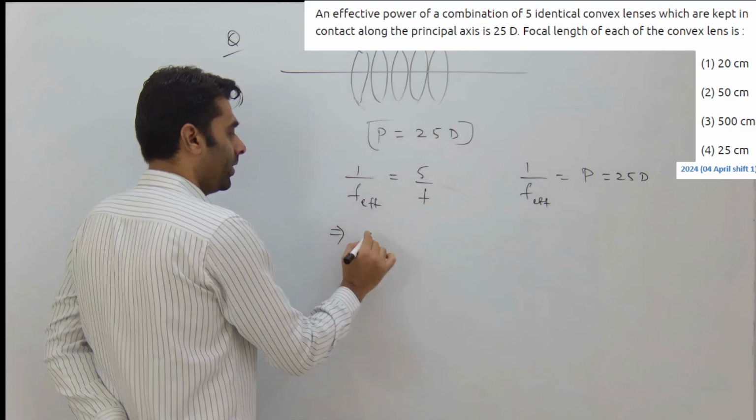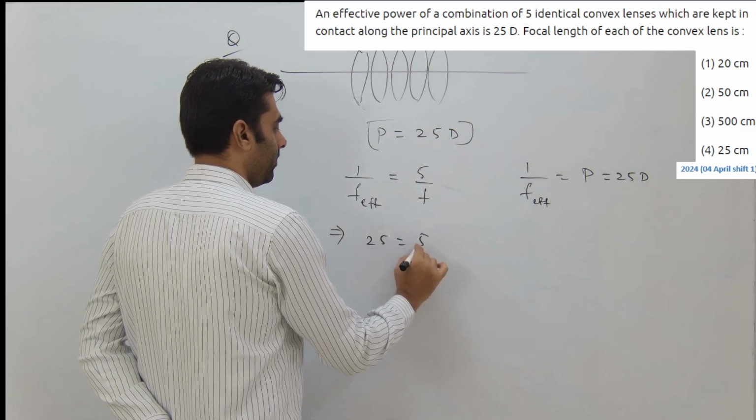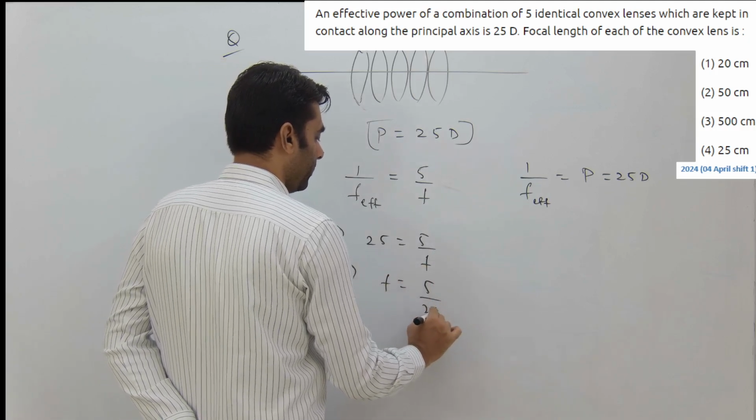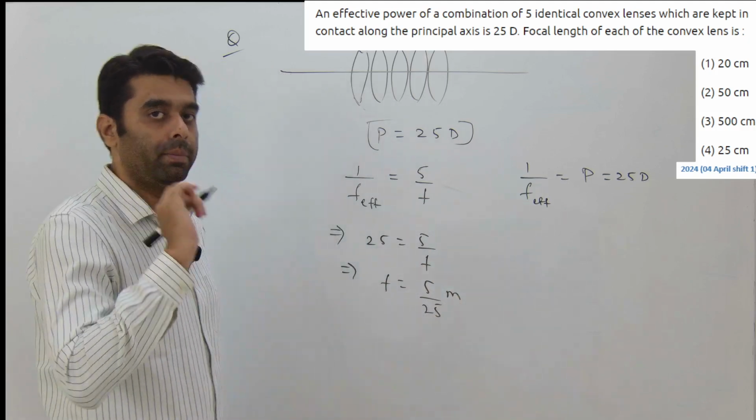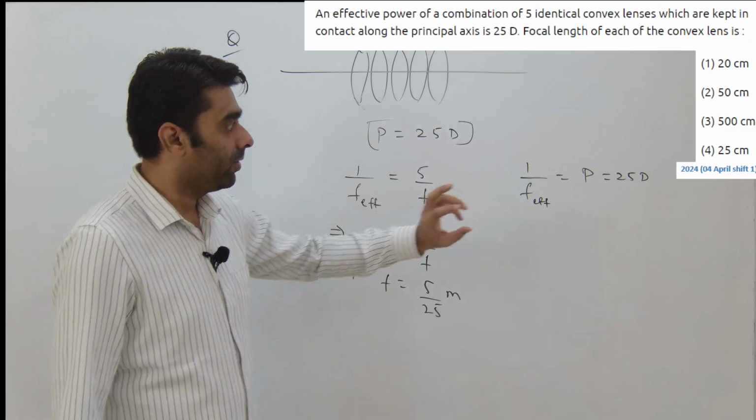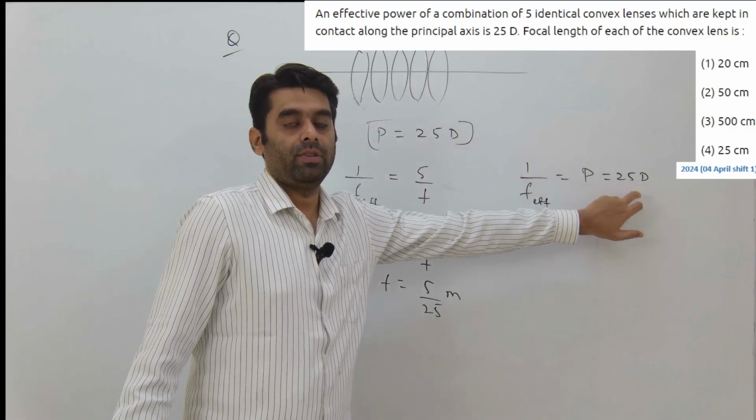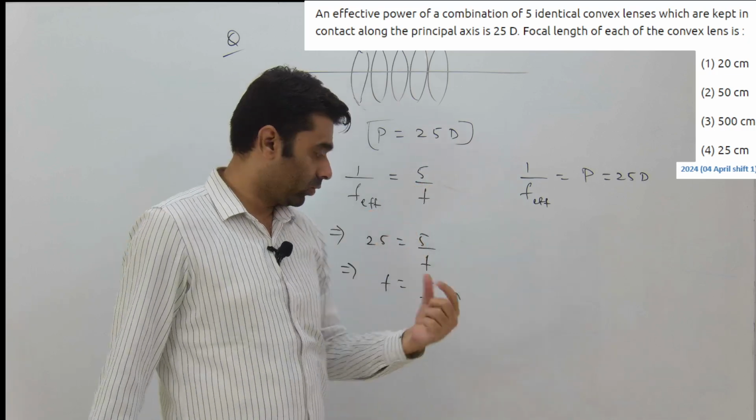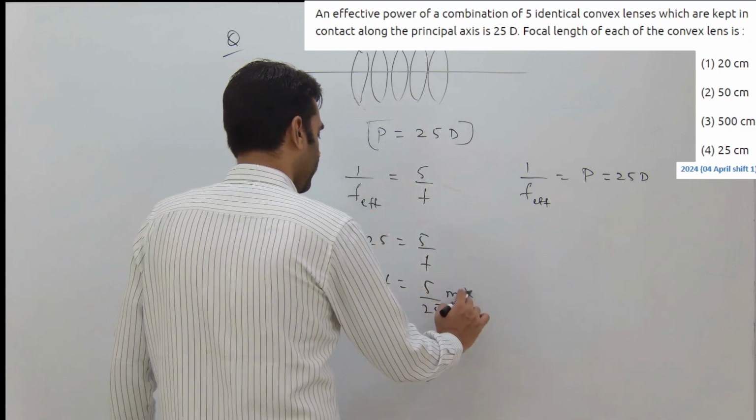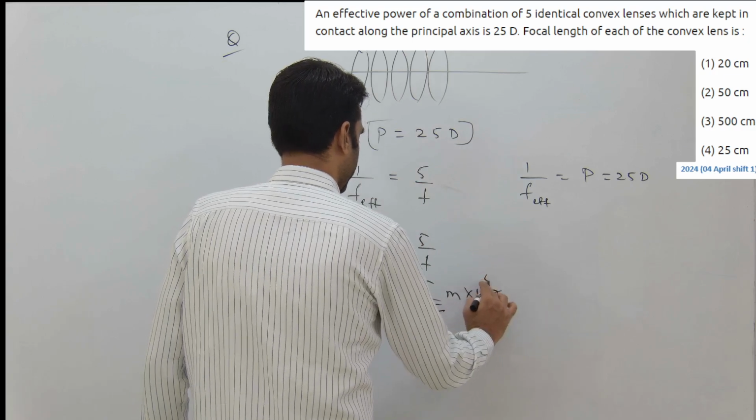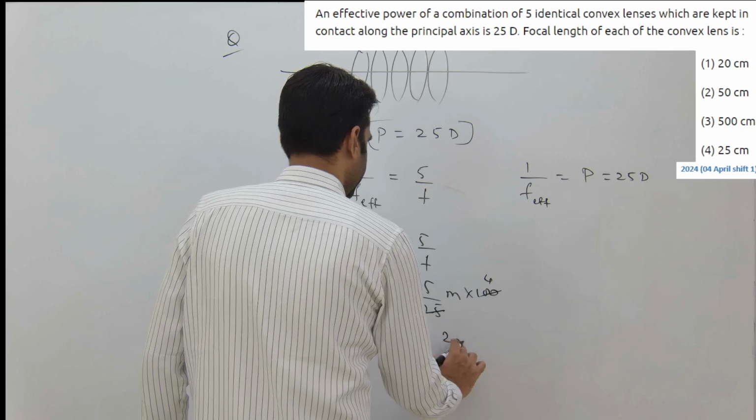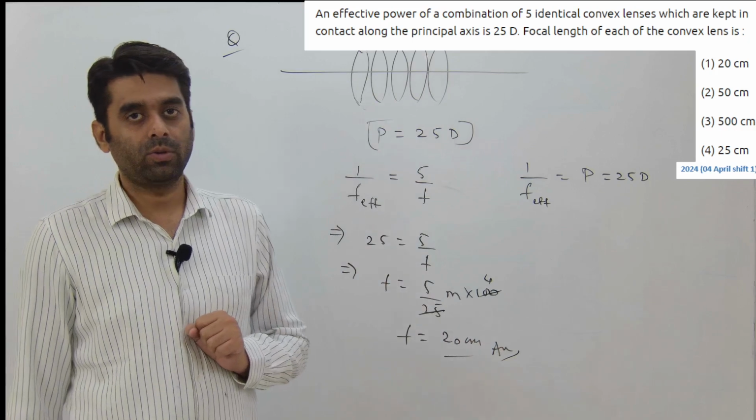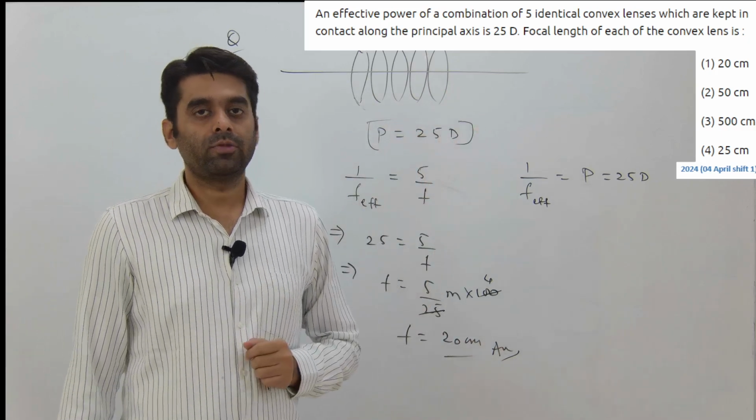Let's substitute over here. So 25 is equals to 5 by f. From this we get f is equals to 5 by 25 meters. This will come in meters, right? Because whenever you have power in diopter, focal length will be in meters. So let us convert it into centimeter. It will be into 100, 25, 4 times. So focal length of each lens comes out to be 20 centimeter. Option is there. Let's move to the next question.